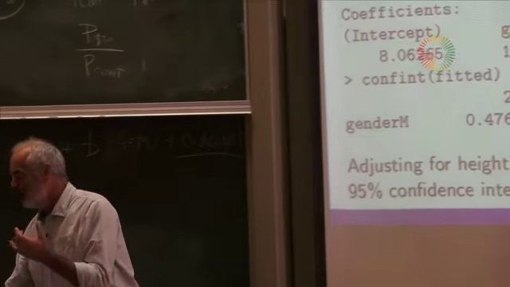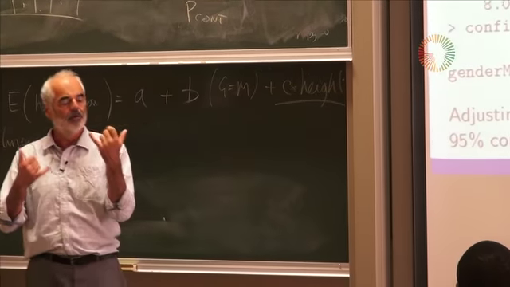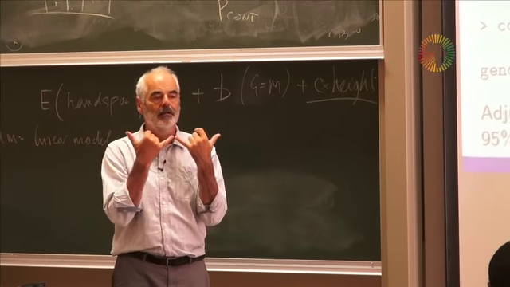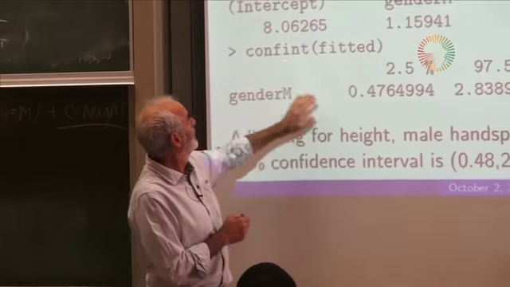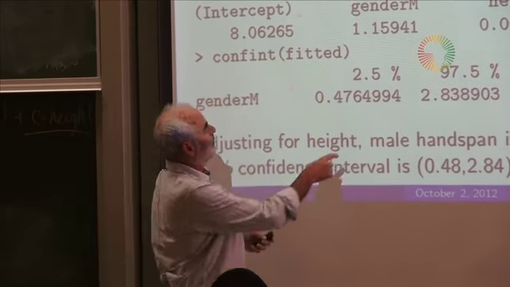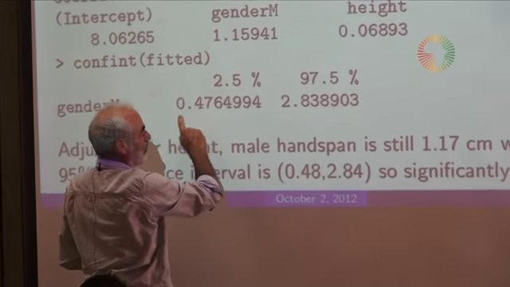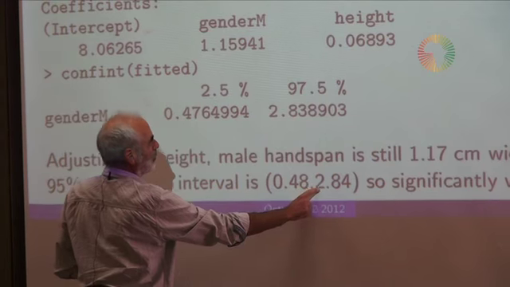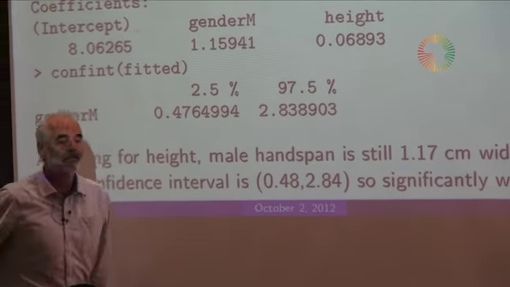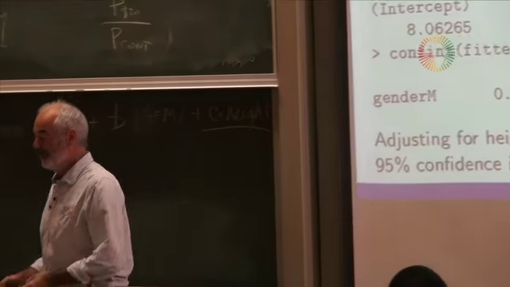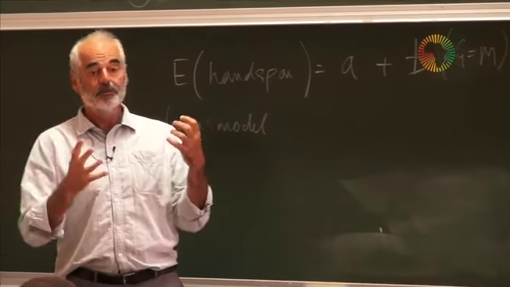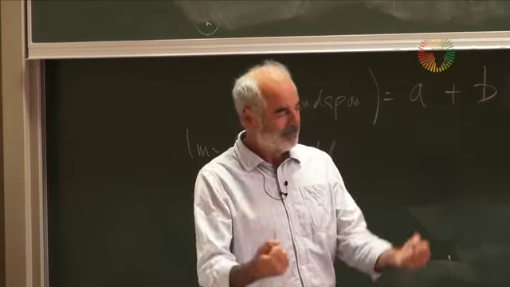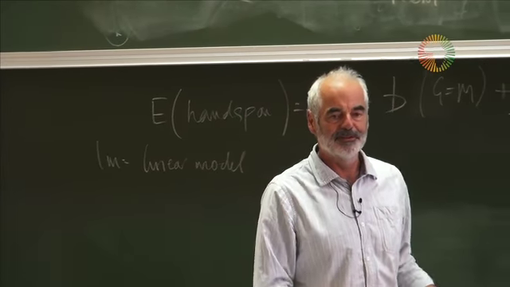So men of the same height as women, on average, will still have wider hands. Is this a significant difference? Well, we can ask for confidence intervals, and we find the confidence interval around this goes from 0.48 to 2.84. Yep, it's not zero. It is a significant difference. So we have found in this class this incredibly important scientific discovery.